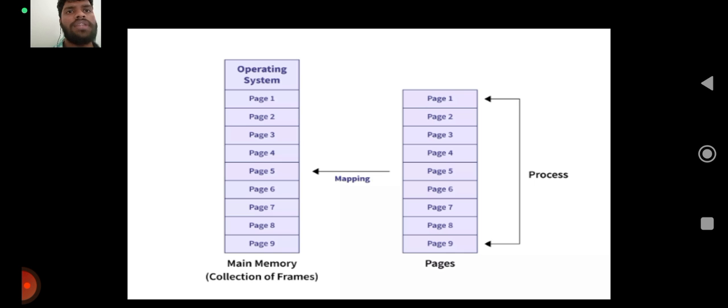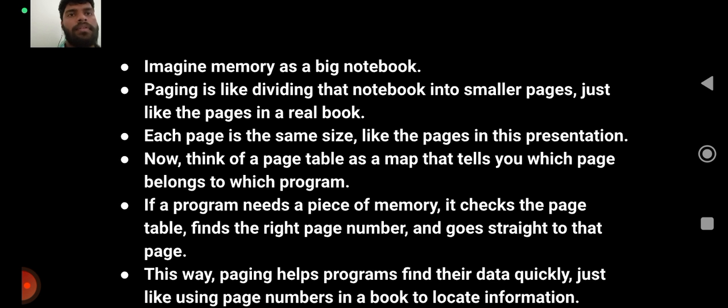That is, one is the operating system, and the other is the user space. That is, the user can utilize this space, and it is divided into pages: page 1, page 2, up to page 9. And there are some processes at the right, and these processes will be getting the memory spaces, and it is mapped to the main memory.